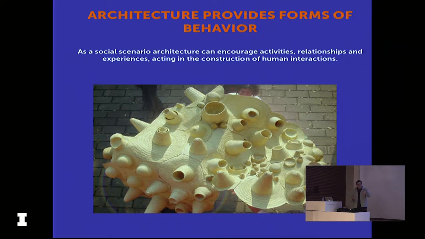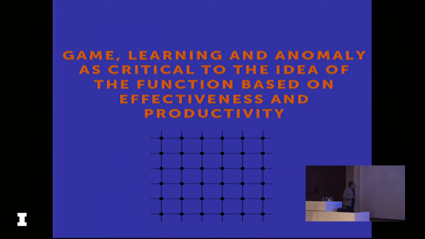How can we put in the middle of the hospital a space for butterflies or a botanic garden? Or how can we make in the middle of the library a piece or tool of the circus? I am going to show different projects that we have been working on in this sense. We are interested in the game, learning, anomalies and critique of the idea of function based on effectiveness and productivity. We want to understand how we can find other ways to think about buildings, not only of efficiency, of utility, of maximum efficiency. We want to put anomalies, heterotopic spaces, and all this in this case.